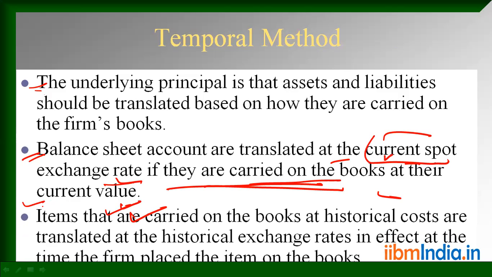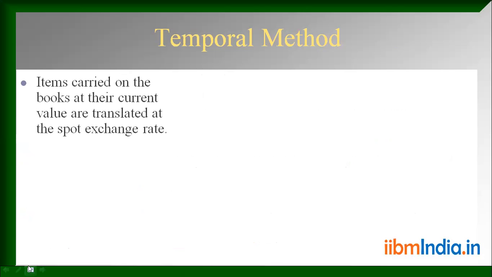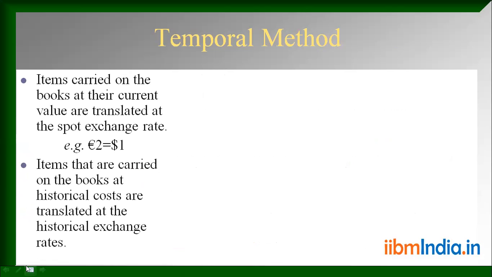Items that are carried on the books at a historical cost are translated at the historical exchange rate, in effect at the time the firm places the item on the books. Further, again, items carried on the books at their current value are translated at the spot exchange rate. Items that are carried on the books at historical cost are translated at the historical exchange rate.